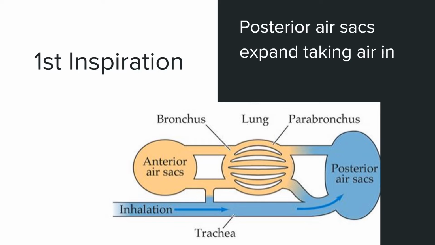So we have posterior and anterior air sacs, right? So we have our lungs, we have our trachea still. The trachea is where the air is coming in. The middle part of this diagram, that's the lungs, and then we have posterior and anterior air sacs. For simplicity's sake, we're not drawing all 9, we're just drawing 2. So instead of the diaphragm, again, we're using air sacs. So the first inspiration, the air flows into the posterior air sacs.